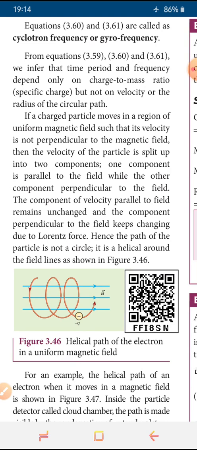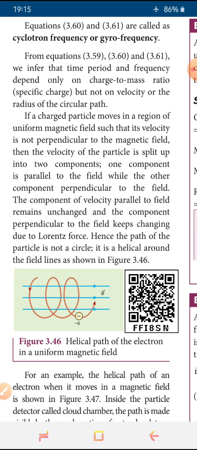And from the three equations 3.59, 3.60 and 3.61, we can say the time period and frequency depend only on the charge to mass ratio, but not on velocity or the radius of the circular path. Compare the three equations: there is no term for radius. Sorry, there is no term for velocity. It is based on the charge per mass ratio.